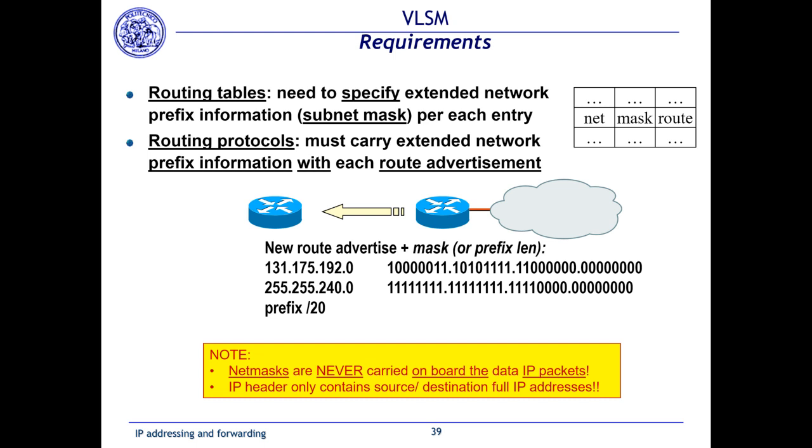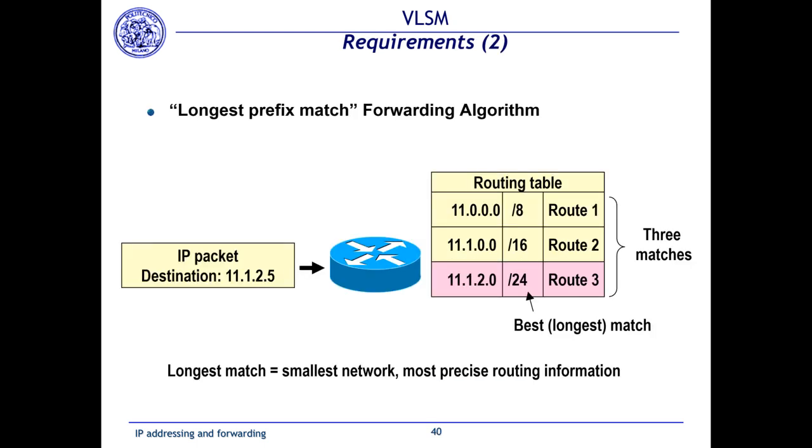The IP packets always have a pair of IP addresses that are complete. They are always 32 bits long. It's the way they are read and processed that changes according to the net mask. But the packet itself has a unique IP address. And this is also another reason why the longest prefix matching algorithm is very important.